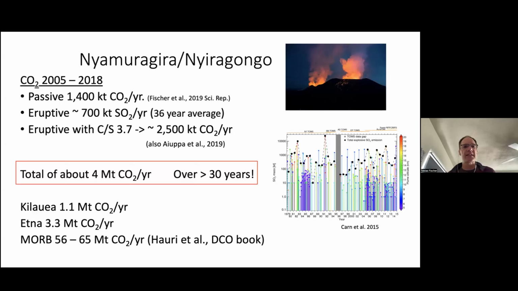So we look at passive degassing and eruptive degassing. Eruptive degassing for CO2 is challenging to measure because you cannot measure CO2 by satellite reliably. So you actually have to know the carbon sulfur ratio to obtain the CO2 emissions from that particular volcano. And when you use the passive plus eruptive degassing, you get a total emission of CO2 of about 4 megatons per year, which is very significant. It's on the order of Etna in Italy. It's bigger than Kilauea, and that's eruptive and passive together. So there's a large amount of CO2 coming out of this volcano.